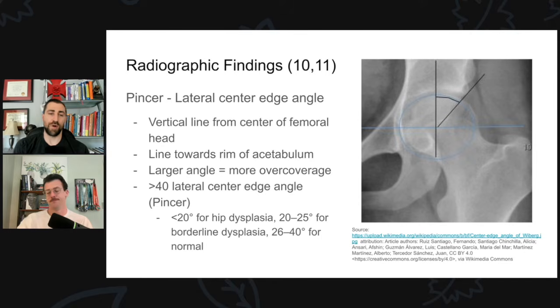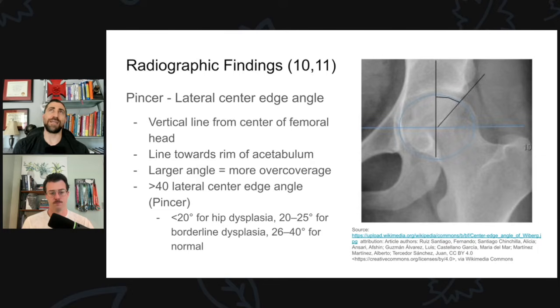And the other thing that I found really interesting is that if this lateral center edge angle is too small, that's also a problem. So essentially, if you're under 20 degrees, you would be considered to have hip dysplasia. And if it's 20 to 25, that'd be borderline dysplasia. And if you were, let's say, under 15, that would be severe, right? A normal person is somewhere between 26 and 40.